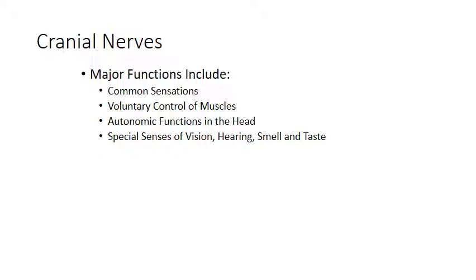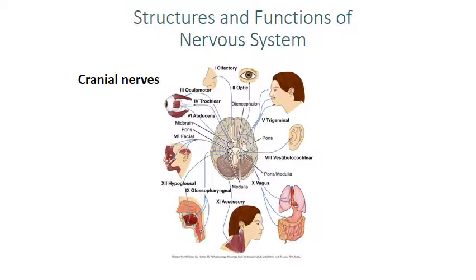Next is the cranial nerves, and I know you guys covered this in A&P, okay? The major functions of the cranial nerves are common sensations, voluntary control of the muscles, and autonomic functions in the head, and the senses of vision, hearing, smell, and taste. Now, cranial nerves have motor, sensory, or both functions. Okay, so motor, sensory, or both. There are 12 cranial nerves, and yes, you're going to need to know them for this course. If you have a way to know them from A&P, that's all great. Otherwise, I do have a few tips here for you to remember or review those.